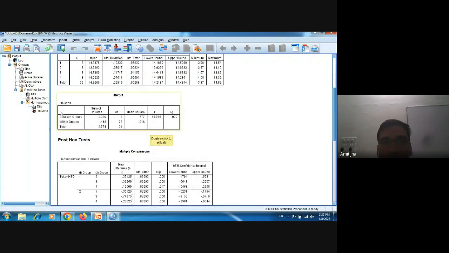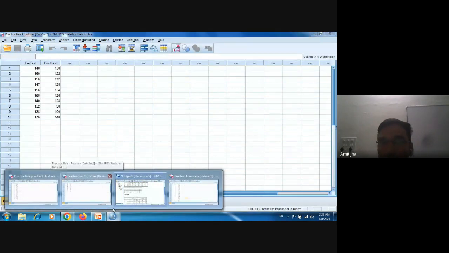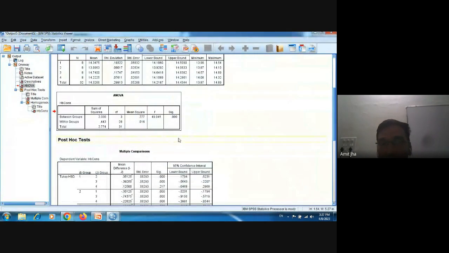Now this ANOVA table is there. ANOVA means analysis of variance. So between groups and within groups. Look, between groups means it is due to the effect of treatments, whereas within groups means it is due to the differences among the individuals. So what we find is that the F value is 49, and the significance, that is the p value, is 0.000. It means it is highly significant.